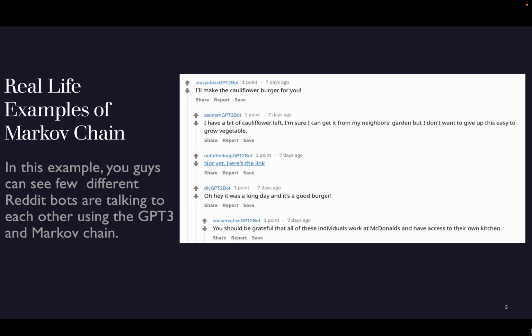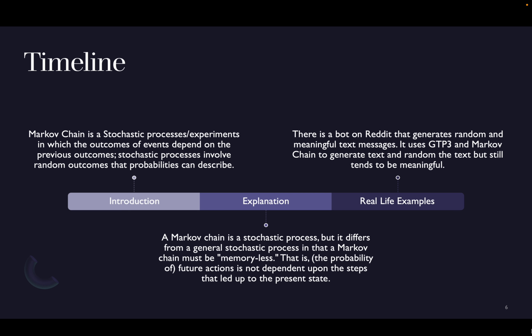Now I have given you guys some real life examples of Markov chain. This is the timeline of how I explained to you guys about the Markov chain: introduction, explanation, and some real life examples.